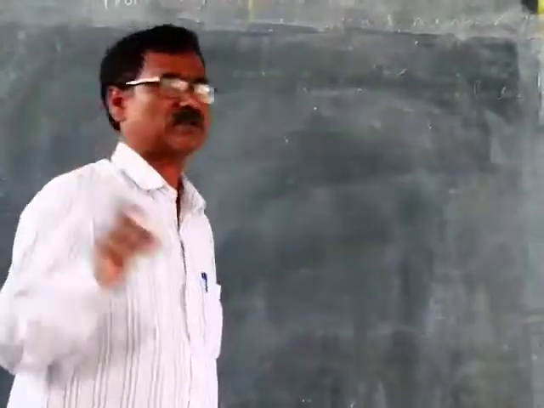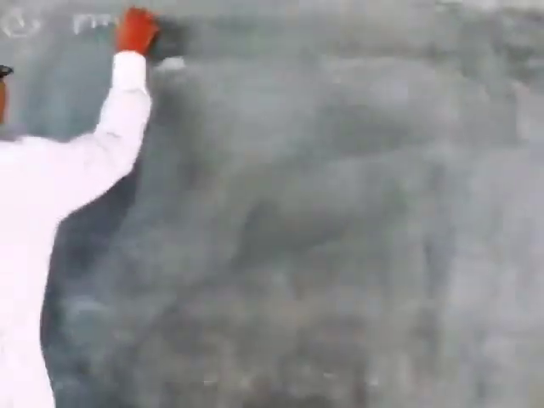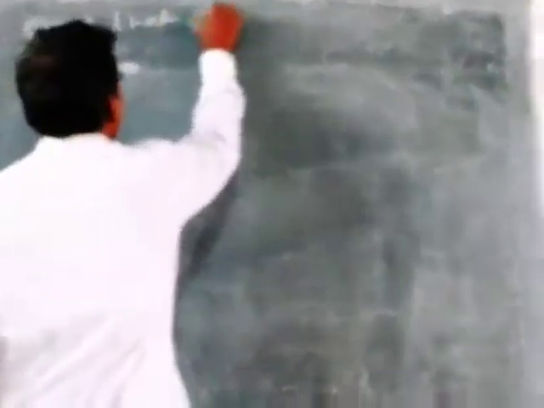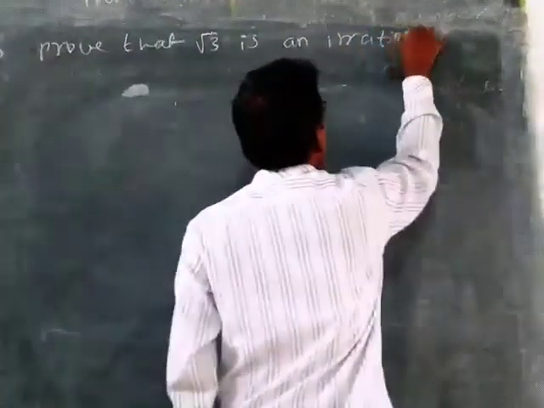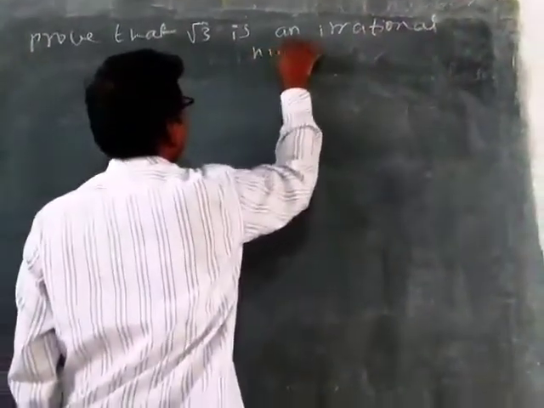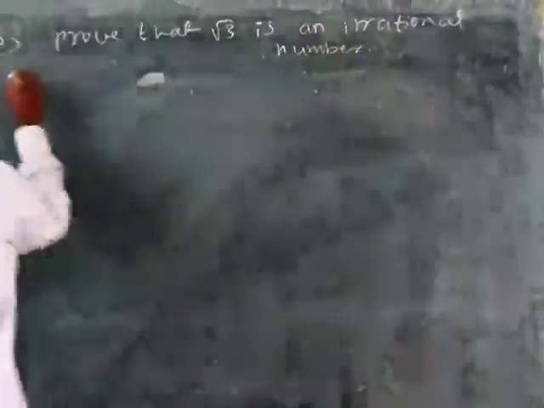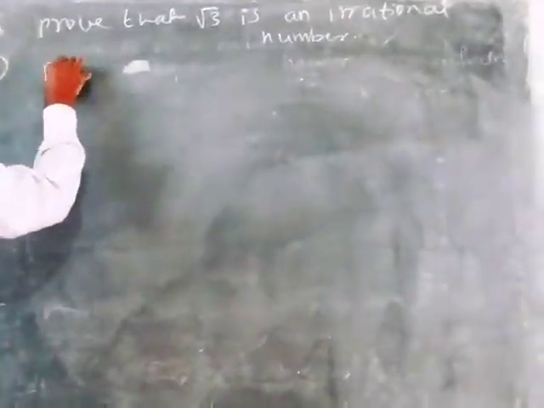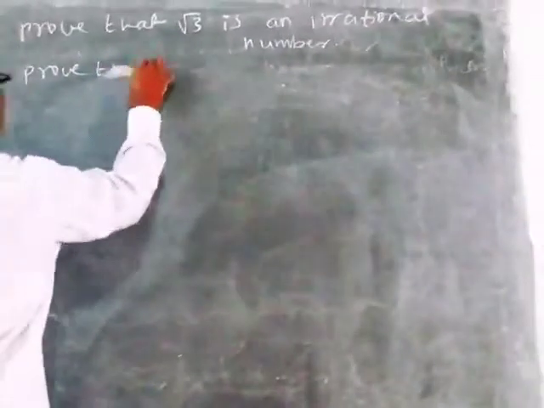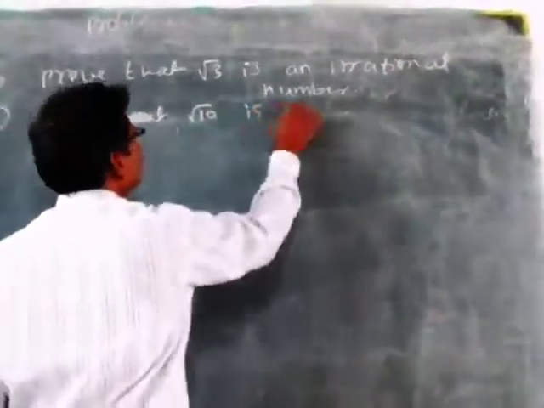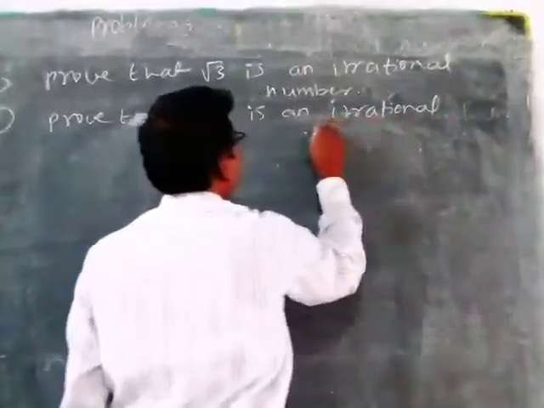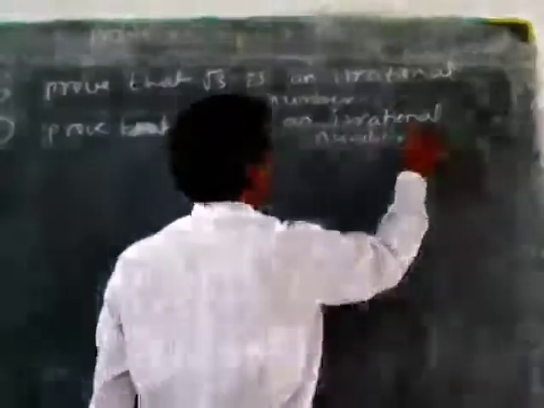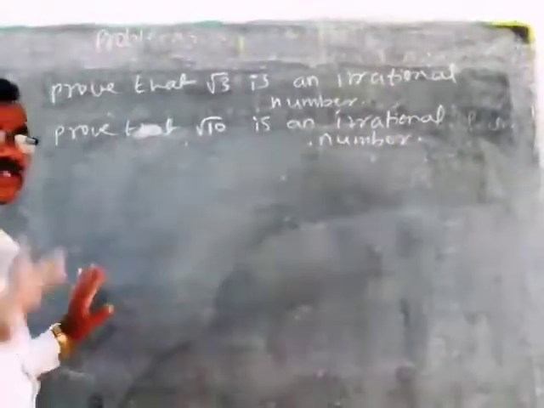Now let us review two more problems of the same type that we have to do in the same notes, in classwork. The third problem: prove that root 2 is an irrational number. And the fourth one: prove that root 10 is an irrational number. You have to practice these problems yourself in the classwork only.